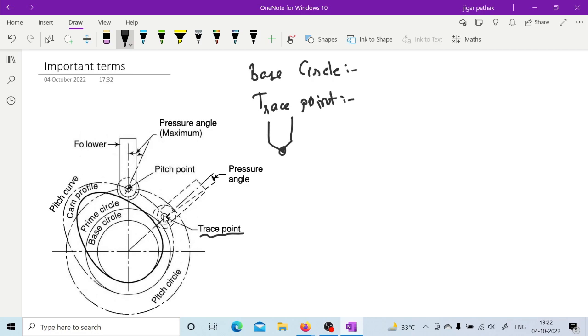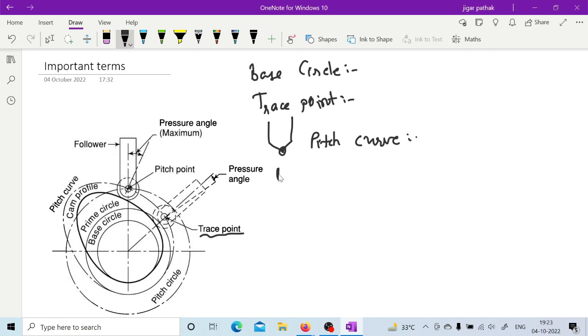Then we go to the pitch curve. The pitch curve is nothing but the path taken by the trace point during the revolution of the cam. Once you know the trace point, it is very easy to understand the pitch curve, because the pitch curve is whatever path is traced by the trace point. So this is your pitch curve in the case of this cam.